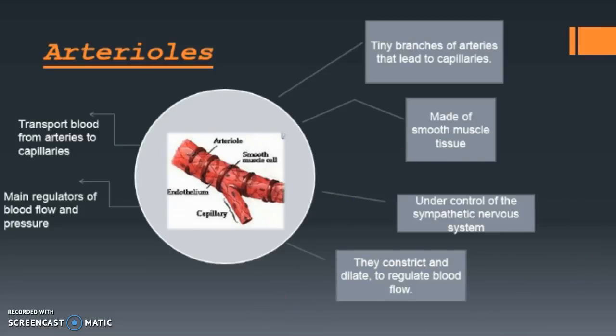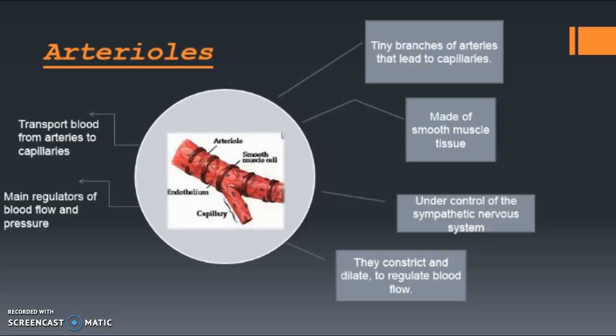So arterioles have muscular walls that consist of 1 or 2 layers of smooth muscle. They're also the primary site of the vascular resistance, so this reduces the pressure and velocity of the blood flow and enables gas and nutrients exchange to occur within the capillaries.